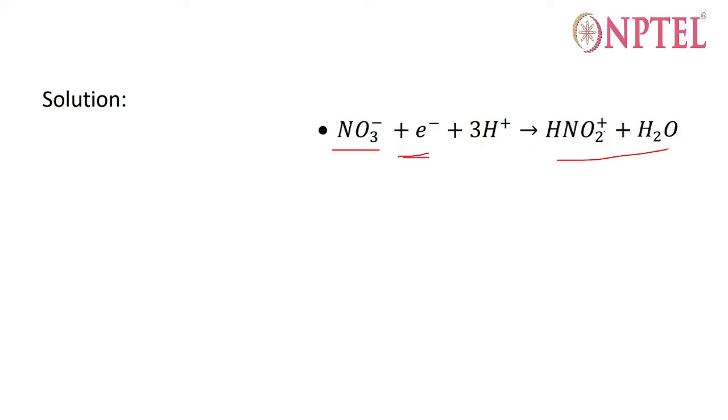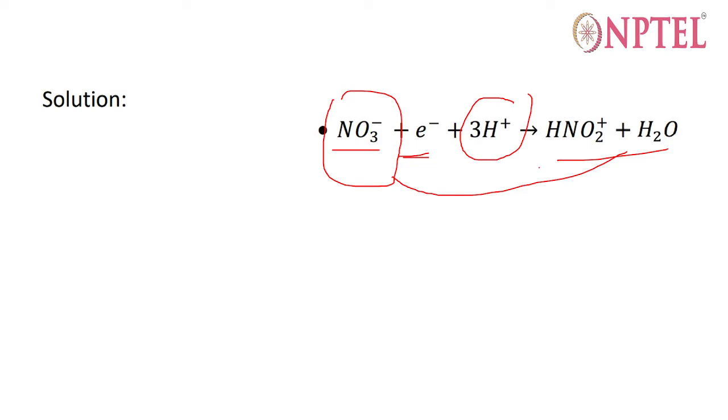And on the right hand side, you can see that there was HNO2 plus. There was no hydrogen here, so you have to take care of the hydrogen. So I am adding H2O, and then it is H2 and H3H. So this is 3H plus. Very easy one. You can solve it like this also.